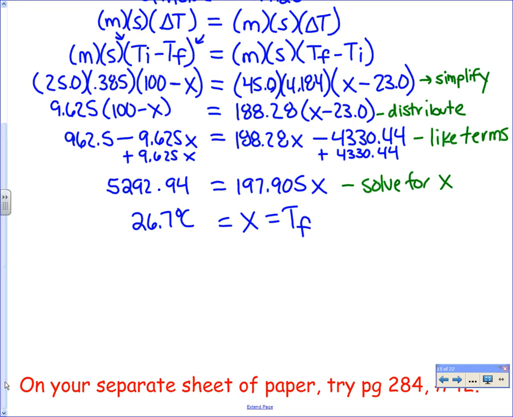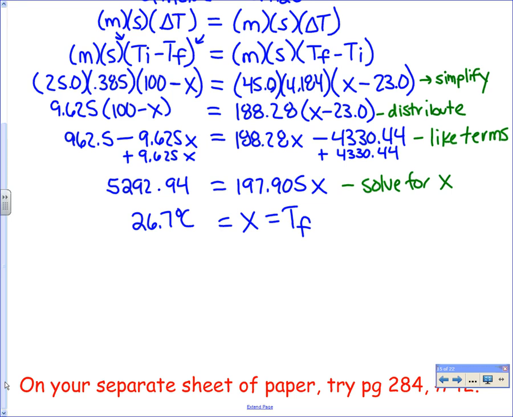On your separate sheet of paper, I would like you to go to page 284 and try number 42. You're going to find it very similar to this problem. Have this problem right out beside you so you can remember the switch to make with the change in temperature for the metal and each mathematical step you want to make along the way.